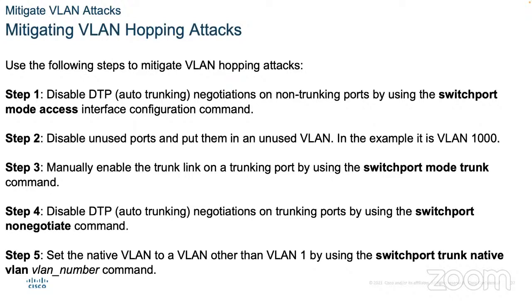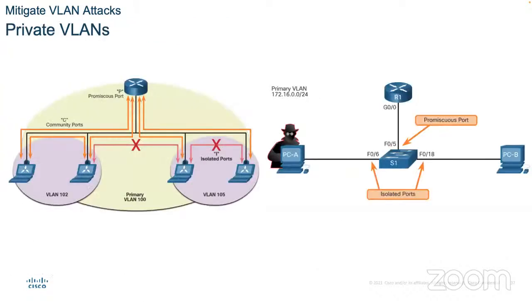If you want to disable this, where STP can't do it anymore, here are some steps. You'd have to disable auto trunking. You would disable any unused ports and put them in an unused VLAN. Manually enable the trunk link. Disable auto trunking. And set the native VLAN to anything other than one, because that is the default native VLAN. So when an attacker tries to get into a network, they aim for the things that are most common.